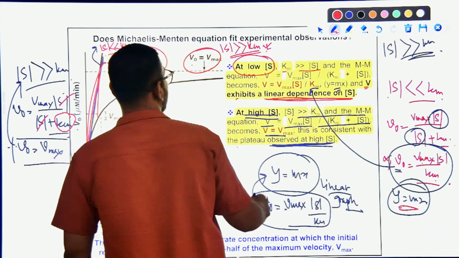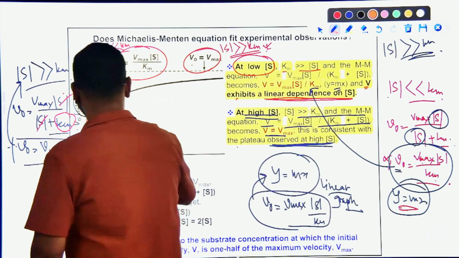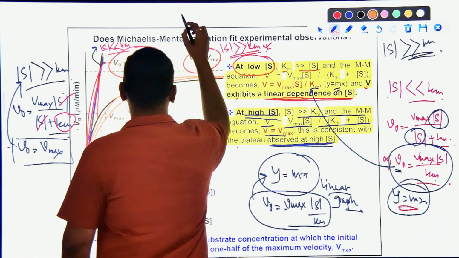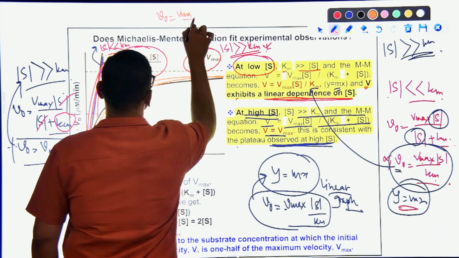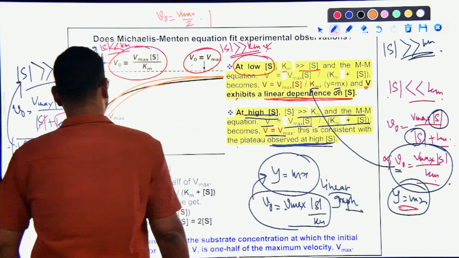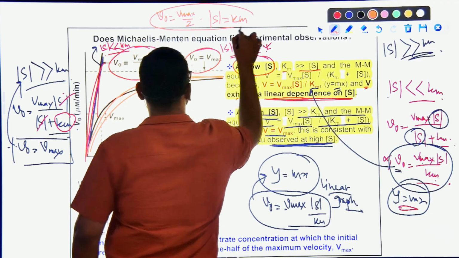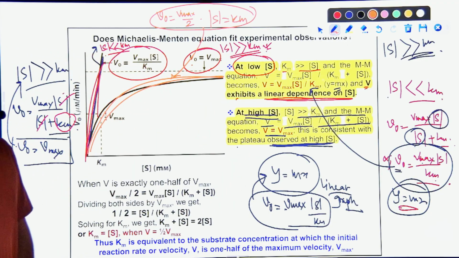And in between these two, what are we getting? This graph. When you get this kind of graph, V naught equals Vmax by 2, then S equals Km. And if S equals Km, then we are getting something like this.